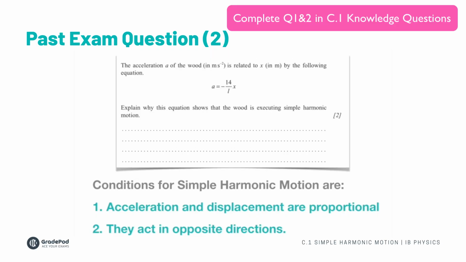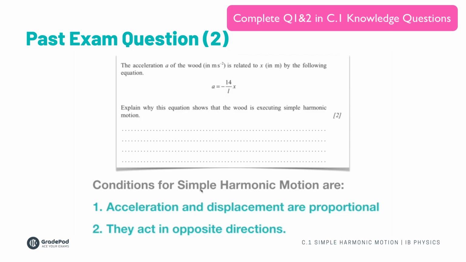The acceleration a of a wood is related to x by the following equation. So we have acceleration equals minus 14 over L. L we're assuming is the length of wood. X, and x is displacement. Explain why this equation shows that wood is executing simple harmonic motion. Okay, well, if we assume that the length is constant, then this whole value here is constant. So we can say that a is proportional to minus x.